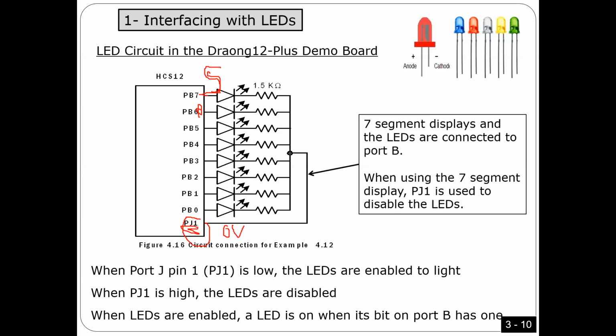now I want to answer a question. Why did they connect this one to BG1? Why was it not ground here? They could just put a ground here. They could connect it to the ground. I'm going to tell you why they made it this way. They made it this way because BG1, which is pin number 1 on port J, is going to be used to enable or disable for the 7 segment.